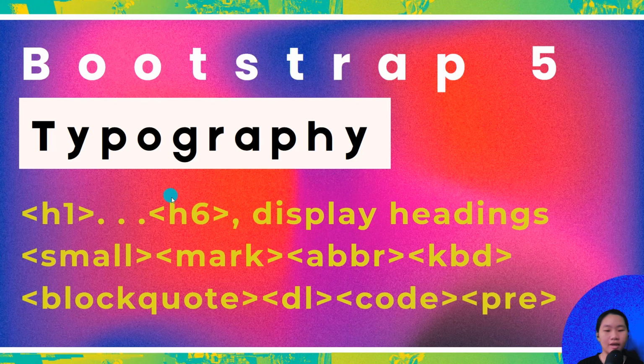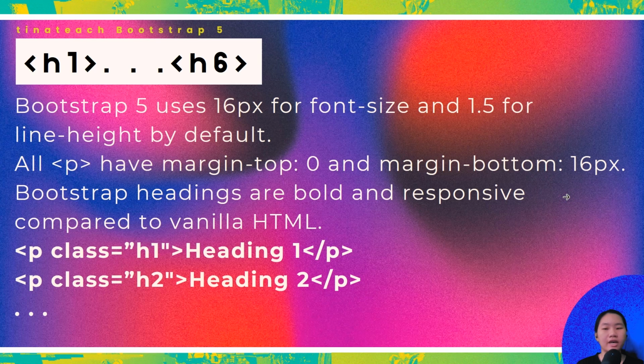We're going to be looking at the heading and then the display headings, which is a more emphasized version of headings, and then the small for secondary text, mark for like highlight, ABBR for abbreviation, KBD for like keyboards, blockquotes for quoting from other sources, DL for description list, then code when you want to put in your code, and pre for pre-formatted text, okay? Let's move on to the first part, headings.